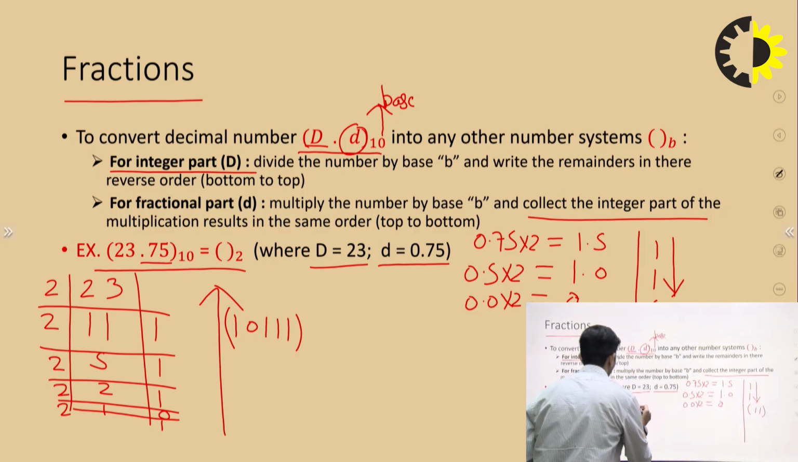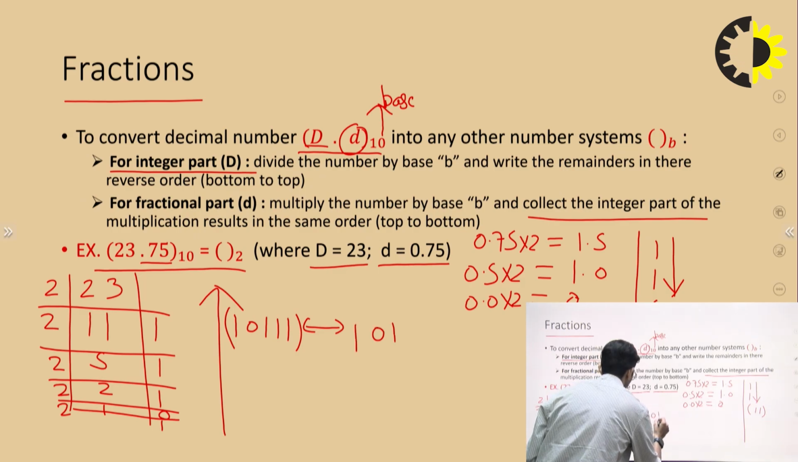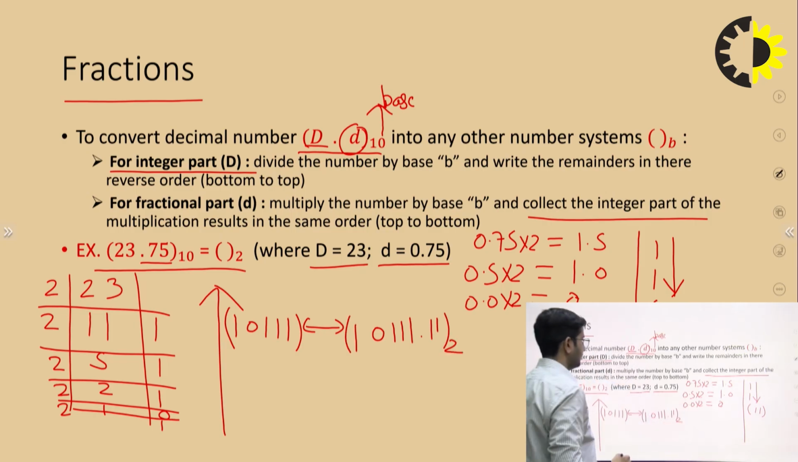If we combine these two, the decimal to binary conversion is 10111.11. That's how we can convert a decimal number into binary.